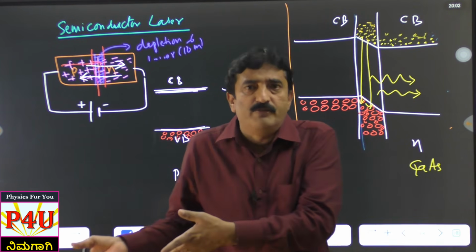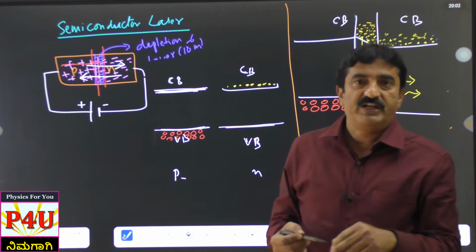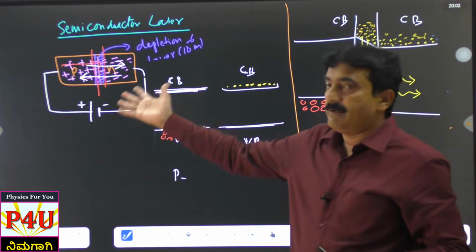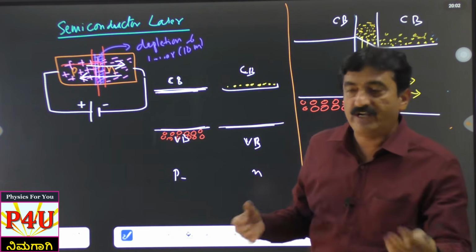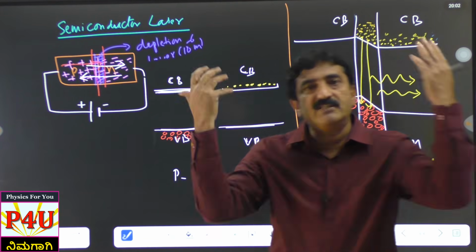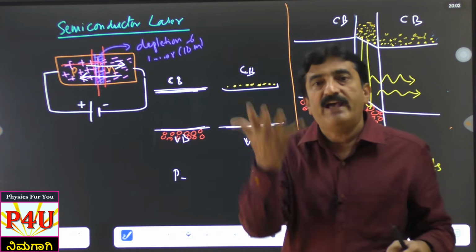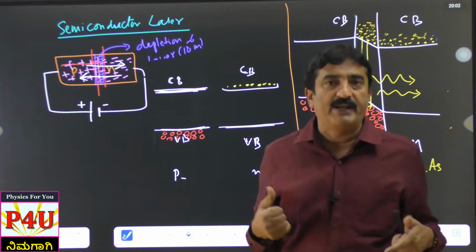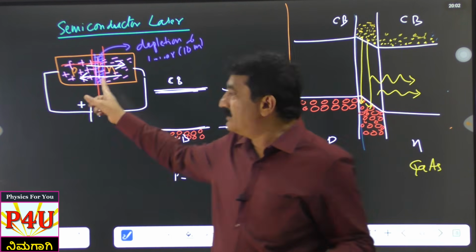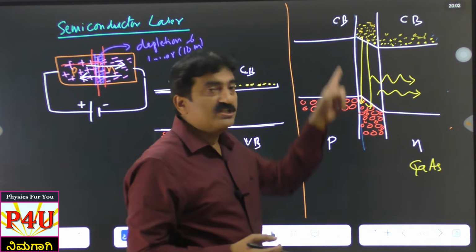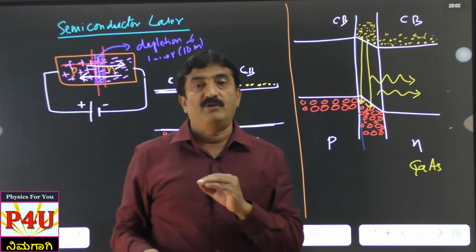I told you just a few minutes back, there must be a metastable state for lasing action. But in a semiconductor, we don't have a metastable state. You can treat the junction itself as the metastable state. It is the region where the whole lasing action is happening. So even without a metastable state here, the population is increasing. So we are achieving population inversion.